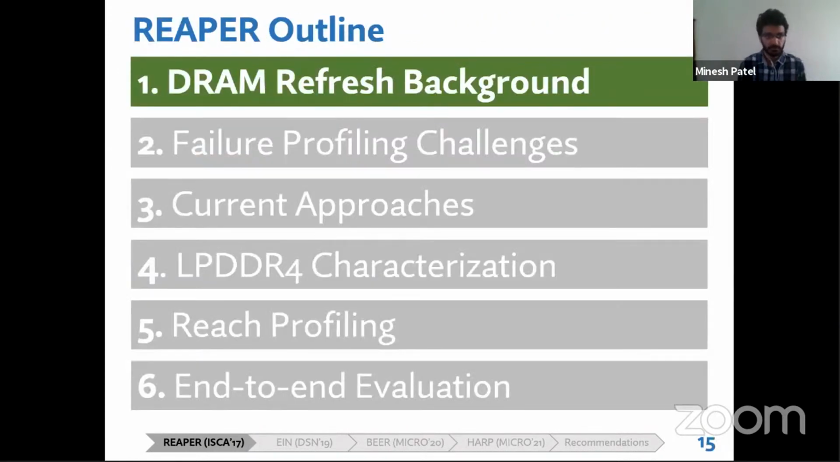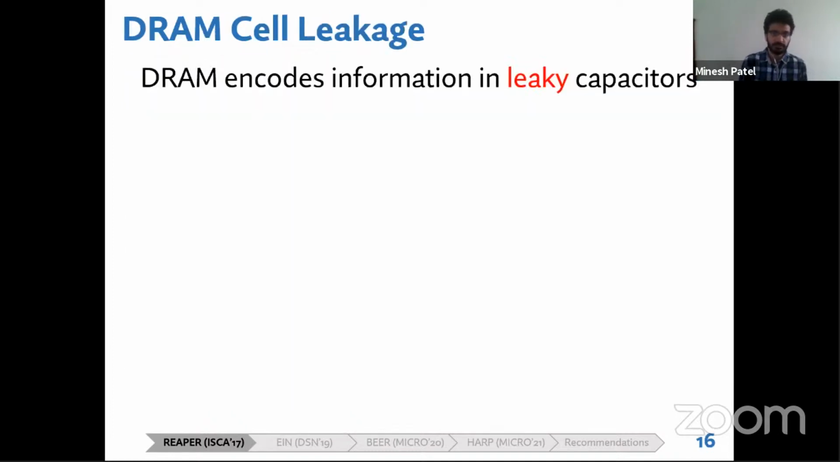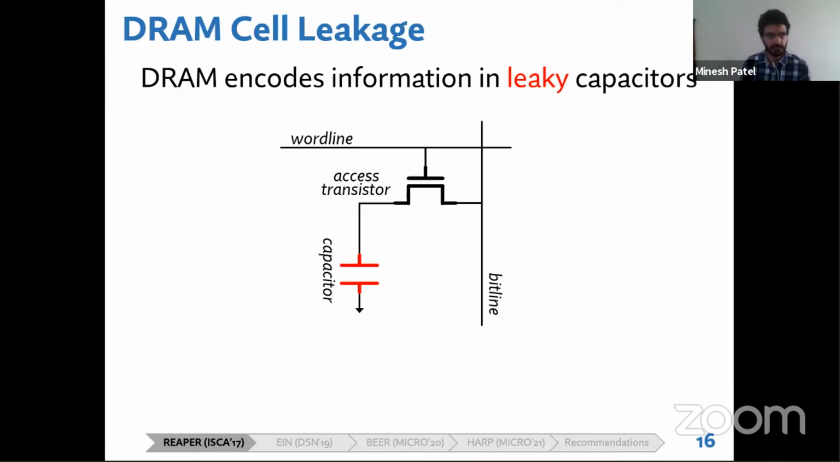I'll start off by giving a little background on DRAM refresh. DRAM encodes data in fundamentally leaky capacitors. Here's a simplified diagram of a DRAM cell. Data is encoded in the capacitor as either charged or uncharged, and the access transistor is used to read from or write to the cell.